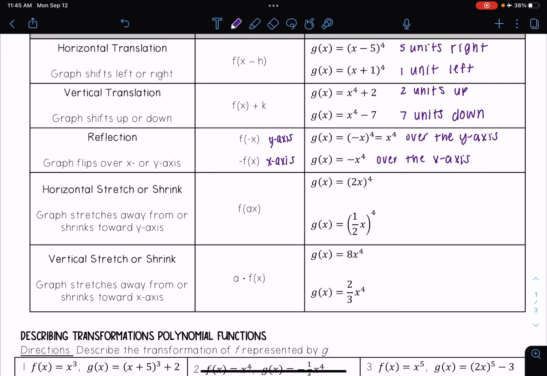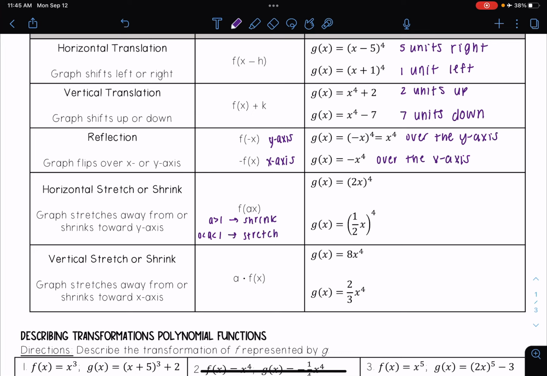And then I have horizontal stretch or shrink. And this is when the graph stretches away from or shrinks toward the y-axis. So this in function notation looks like f of a of x. And here, remember, if a is greater than 1, then this is going to be a shrink. If a is between 0 and 1, then it's going to be a stretch.